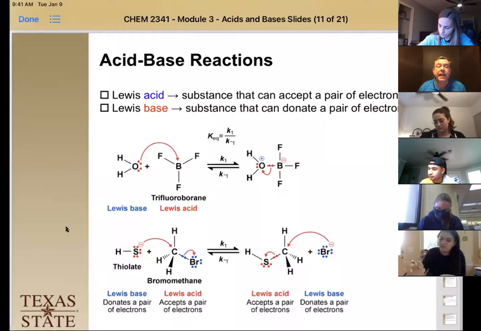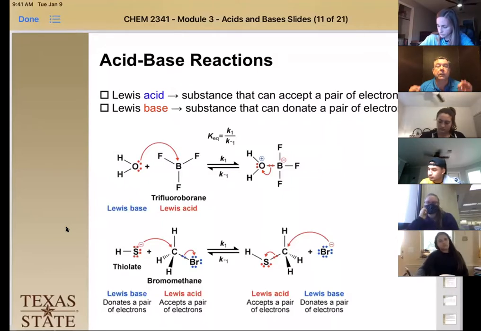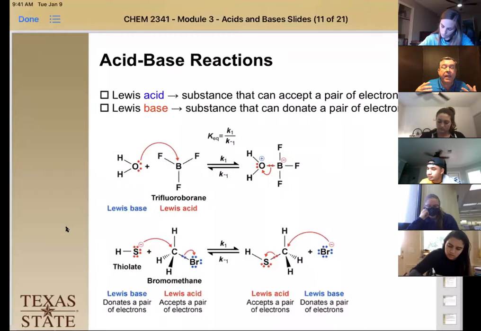Okay, so a Lewis acid is something that accepts a pair of electrons. So think of something that is lacking electrons or has a positive charge. Lewis acid. The opposite of that, of course, is a Lewis base. That is a substance that can donate a pair of electrons.